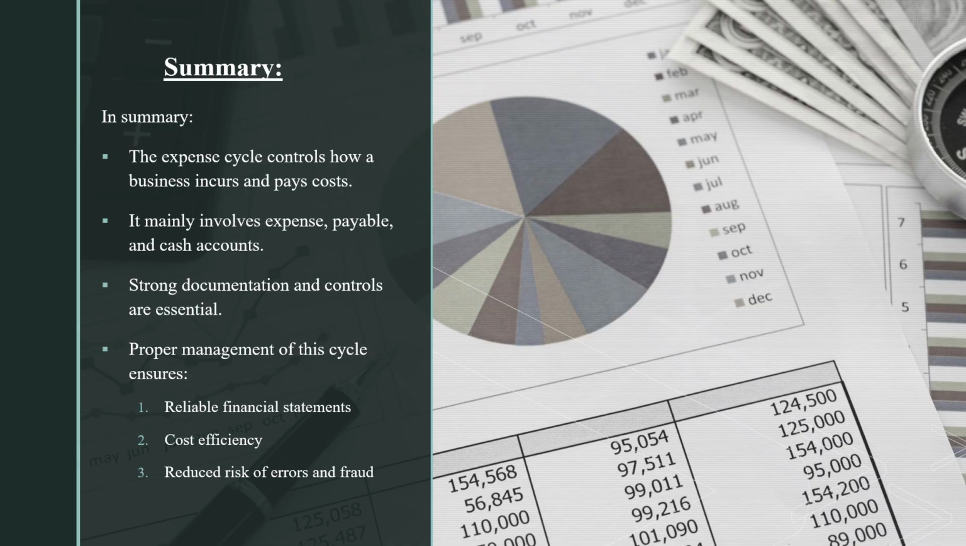To conclude, the expense cycle controls how a business incurs and pays costs. It mainly involves expense accounts, accounts payable, and cash and bank accounts. Strong documentation and internal controls ensure reliable financial statements, better cost control, and low risk of fraud and errors. A strong expense cycle is essential for both accountants and auditors.